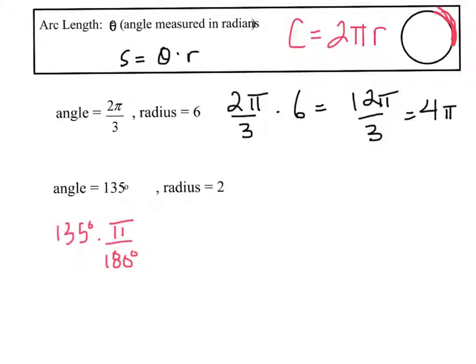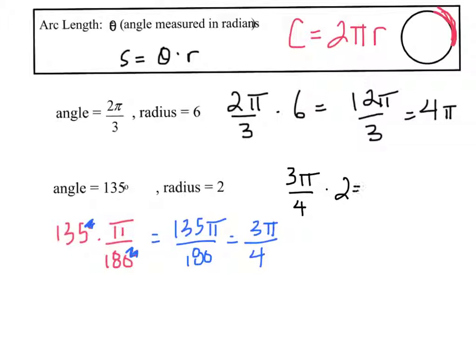Now if you think to science class with your unit conversions, we've got degrees on top and degrees on bottom, so the degrees will cancel and leave us with 135 pi over 180, and 135 over 180 reduces to 3/4, so it'll be 3 pi over 4. So then we go to our formula, 3 pi over 4 multiplied by 2, 6 pi over 4, which reduces to 3 pi over 2.